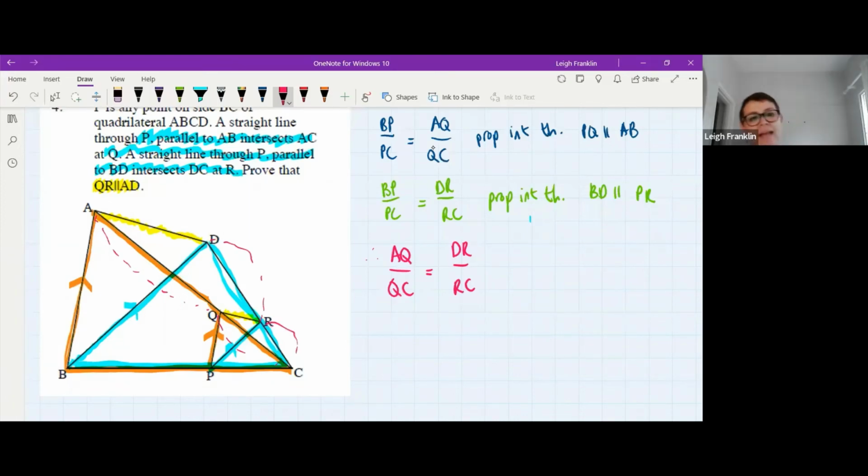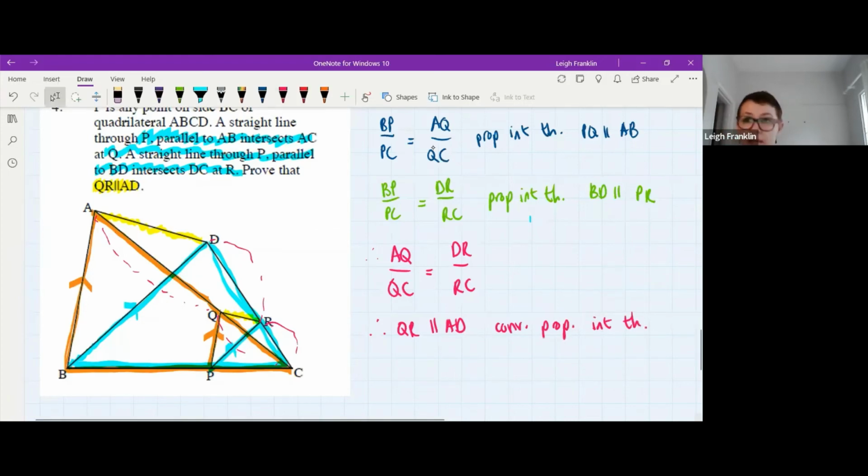Right, and now you are working in triangle ADC. Absolutely. Now we can apply this in triangle ADC. Therefore QR will be parallel to AD, and that's the converse of the proportionality theorem. Exactly. That's quite right.